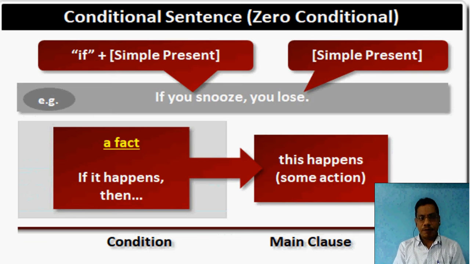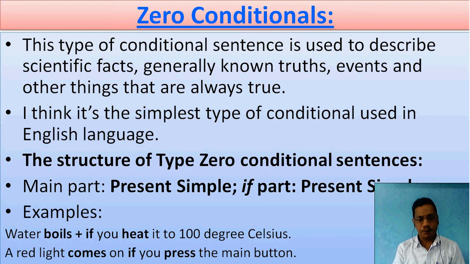In the zero type conditional, we have if plus simple present, and then in the main clause simple present. For example, if you snooze, you lose. Let us see in detail. This type of conditional sentence is used to describe scientific facts, generally known truths, events, and other things that are always true. I think it's the simplest type of conditional used in the English language.